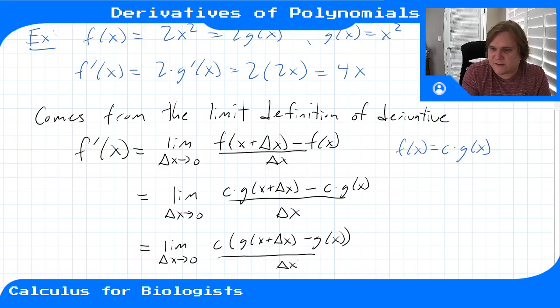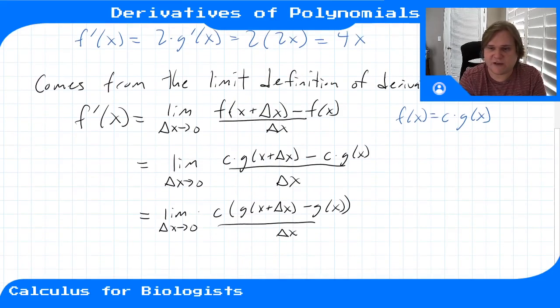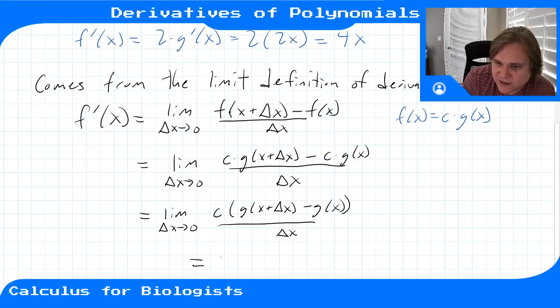Right? And whenever you have a constant times other things inside your limit, you can pull it out of the limit entirely, as long as it's not what you're taking the limit of. So I can't pull the delta x out of the limit because that's what we're taking the limit with respect to, but I can pull a constant out, right? If you go back to those properties of limits videos from last week.